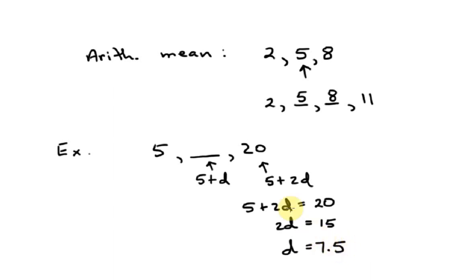So what does that make the mean? Make sure you answer the question. If you're looking for the arithmetic mean, that's the number that goes in between the 5 and the 20. So that's going to be 5 plus 7.5. And so our answer is 12.5. So that would be our arithmetic mean between 5 and 20.